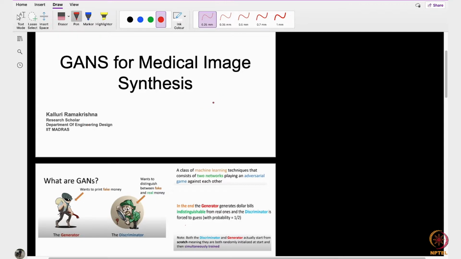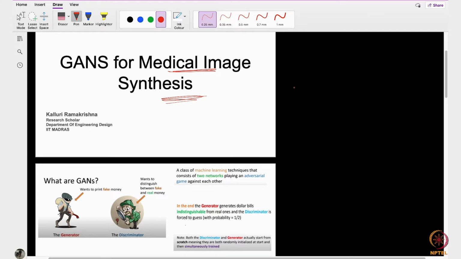By the end of this lecture, you will get to know how to use GANs for medical image synthesis. Mostly I will discuss implementing the DCGAN algorithm for generating images having a data distribution almost close to the given training data distribution.